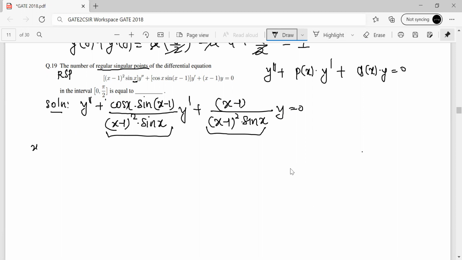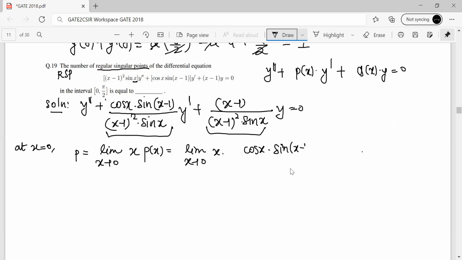So first we will check at x equal to 0. At x equal to 0, we need to find out small p, and that is limit x tends to 0 of x times capital P of x. So that will give me limit x tends to 0, you have here x, and what is P of x? It's simply cos x into sine of (x minus 1) over (x minus 1) square into sine x. Now nobody is causing me the trouble except this x over sine x. So that will give me 1, and this quantity has nothing to do with 0. So this limit is finite.